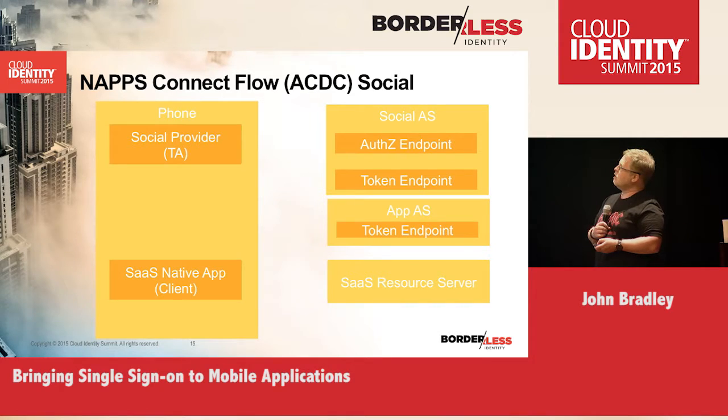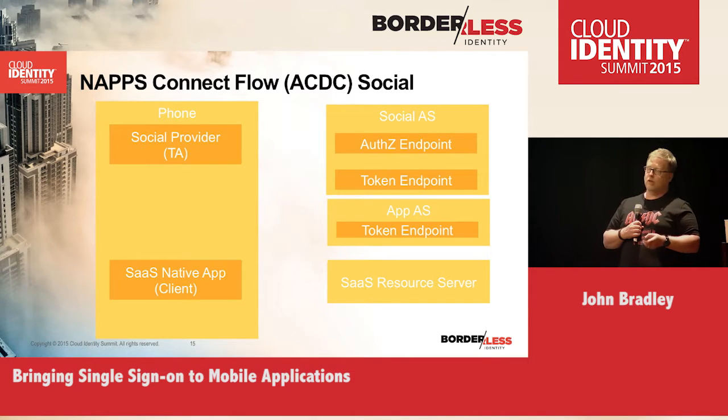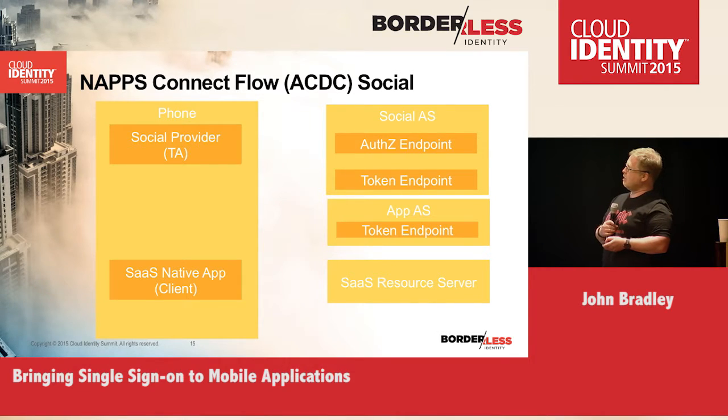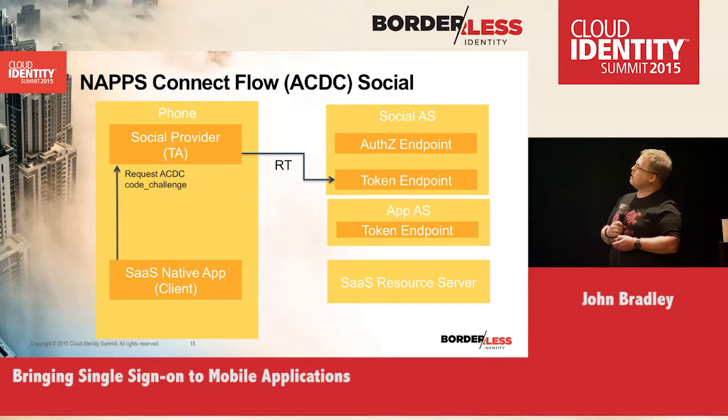You have an app that knows how to use social identities. So this could be TripIt as an example. So the app could discover, through Smart Lock, that you have a LinkedIn token agent. It knows how to log people in using LinkedIn accounts. It would make a call to the LinkedIn token agent.